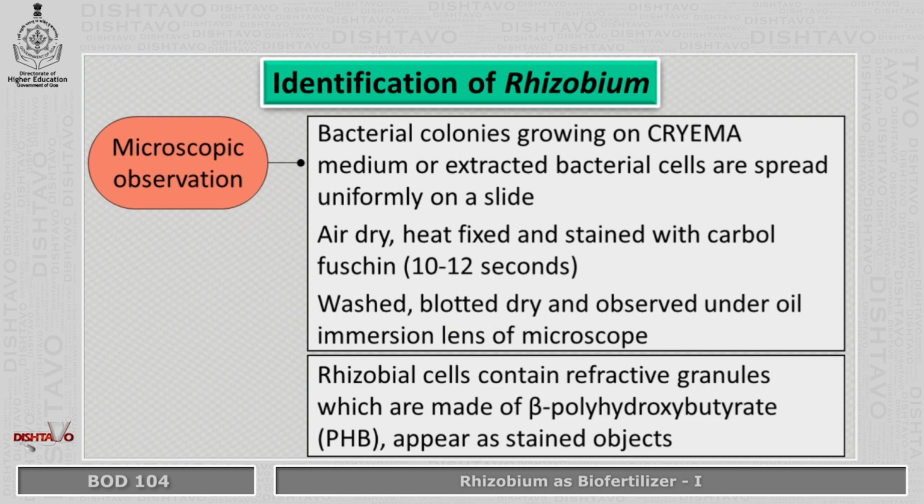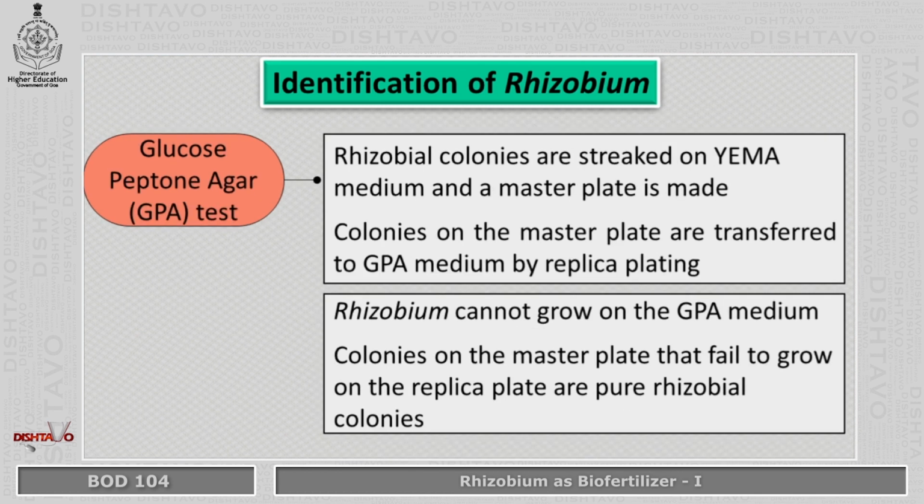Microscopic observation. Bacterial colonies growing on CR-YEMA medium or extracted bacterial cells are spread uniformly on a slide. They are allowed to air dry, heat fixed, and stained with carbol fuchsin for 10 to 12 seconds. Washed, blotted dry, and observed under oil immersion lens of microscope. Rhizobial cells contain refractive granules which are made up of poly-beta-hydroxybutyrate (PHB), which appear as unstained objects.